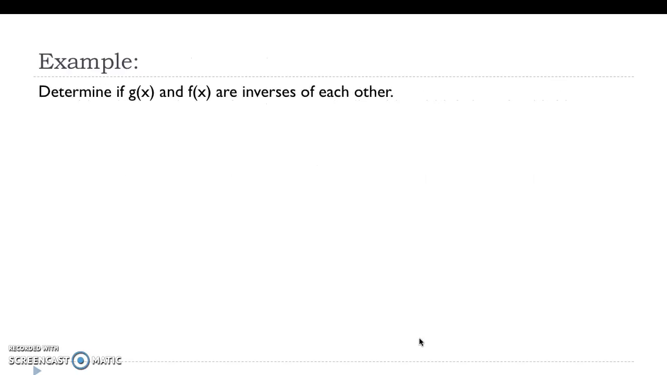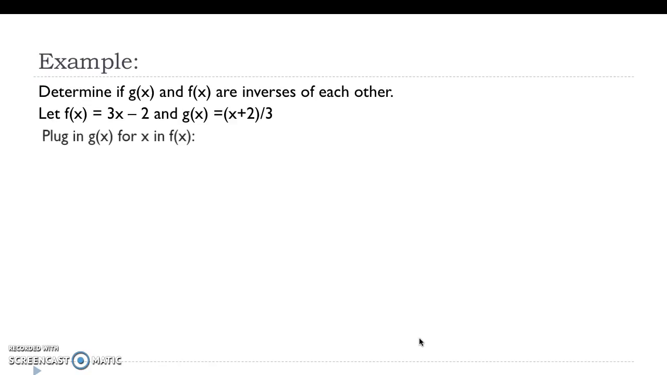So determine if g of x and f of x are inverses of each other. So let's use f of x equals 3x minus 2 and g of x equals (x plus 2) over 3. So first we're going to plug g of x in for x in f of x. So we're going to take the entire g of x and plug it into the x and then simplify. So when we simplify, we get x plus 2 minus 2, so we just get x.